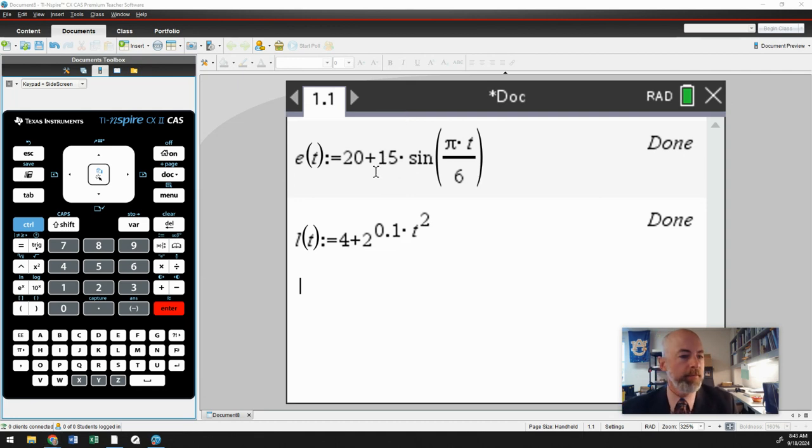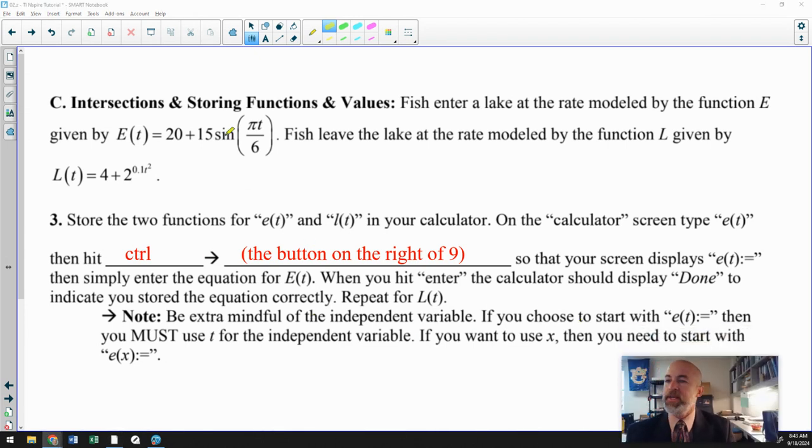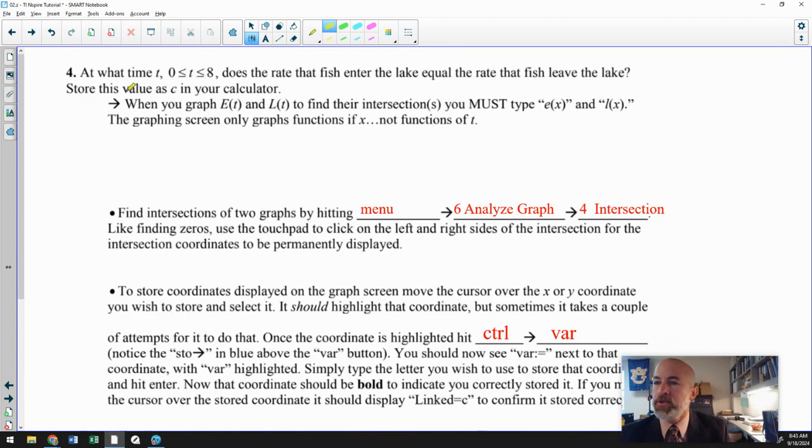So let's go back to the problem. And here you can fill in those little blanks right there for how to store things. And again, be mindful of what you're choosing for the independent variable. So those are stored. Now I want to find right here the rate that fish enter the lake when that rate is equal to the rate that fish leave the lake.